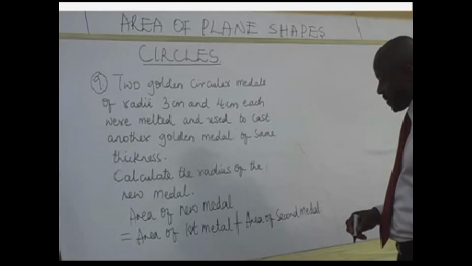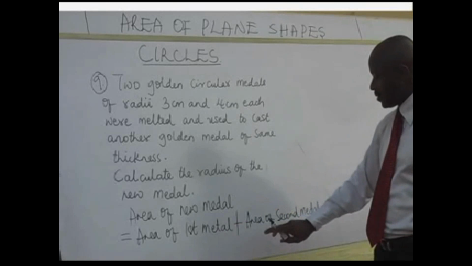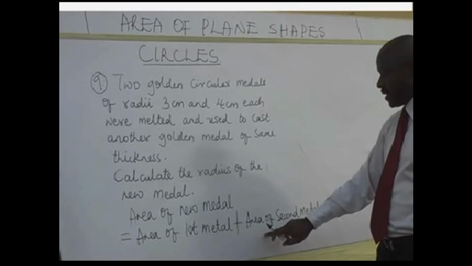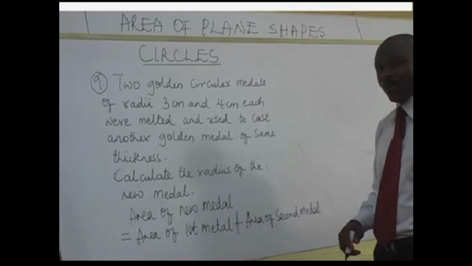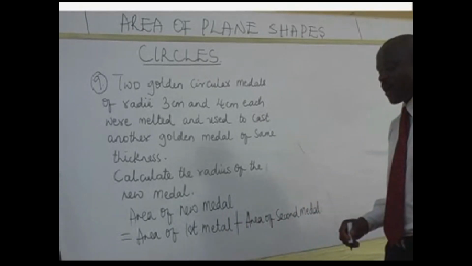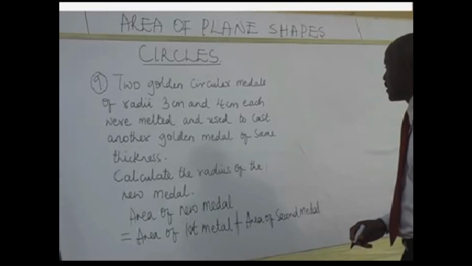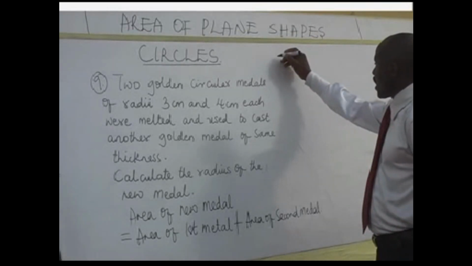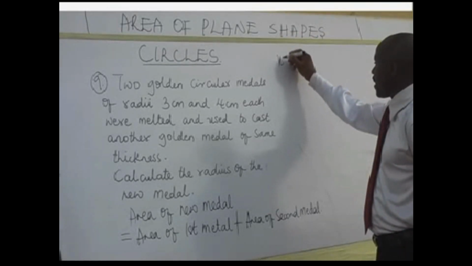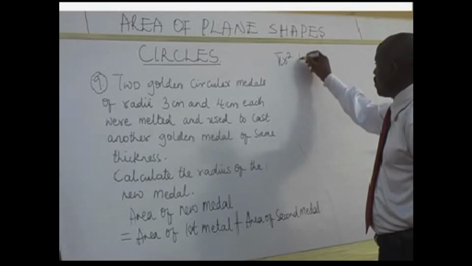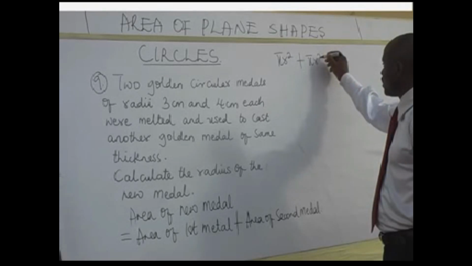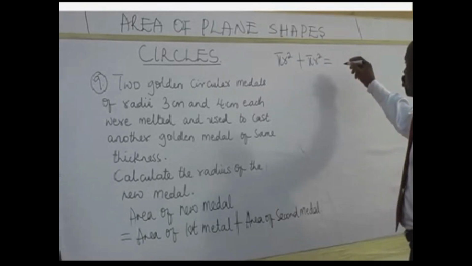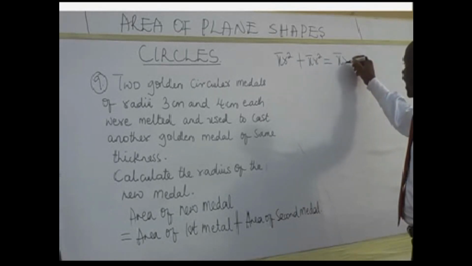That means the area of the two medals that were melted, if you add them together, you get the area of the new one they were cast into, as long as they have the same thickness. Now, area of first medal is given by pi r squared plus area of second medal, the same pi r squared, will give us area of new medal, which is also pi r squared.